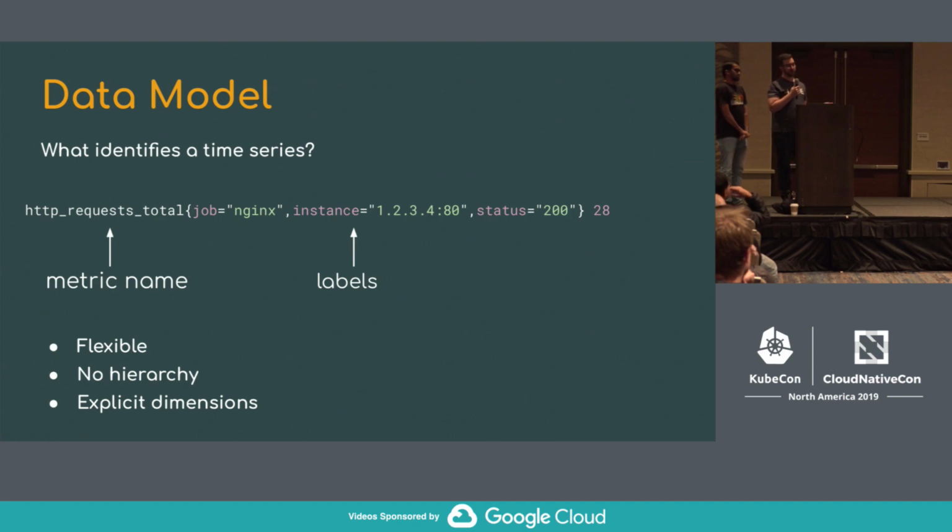So here's an example time series. We have this HTTP request total. It's coming from a job called Nginx, and we have an instance label attached as well. So if you have multiple different Nginx servers, you can filter on whichever one you'd like to query, or see all of them in aggregate by using something like PromQL.